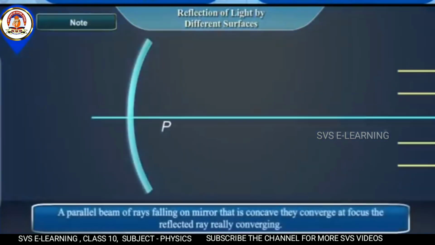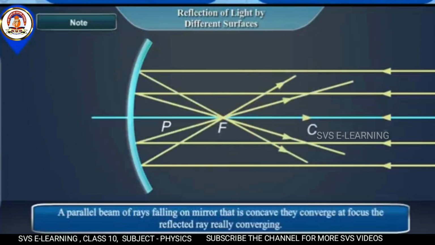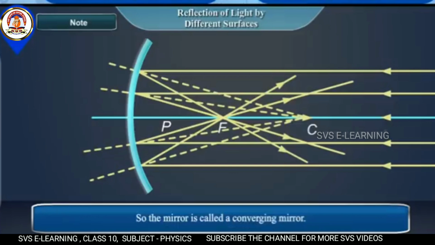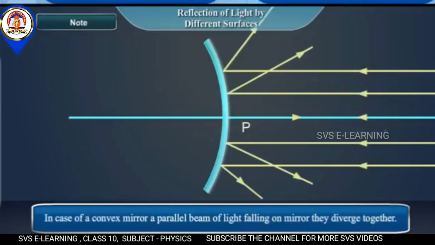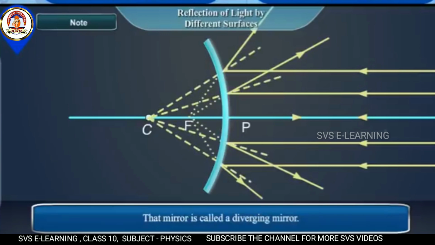Note: when a parallel beam of rays falls on a concave mirror, they converge at a focus; the reflected rays are really converging. So the mirror is called a converging mirror. In the case of a convex mirror, a parallel beam of light falling on the mirror diverges. That mirror is called a diverging mirror.